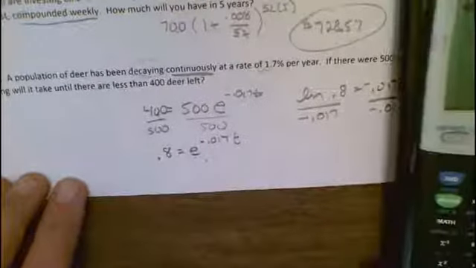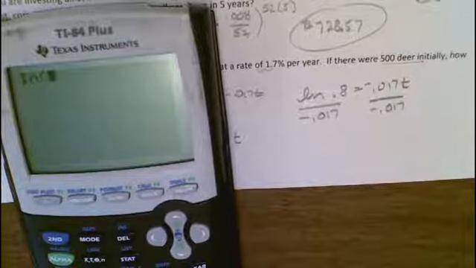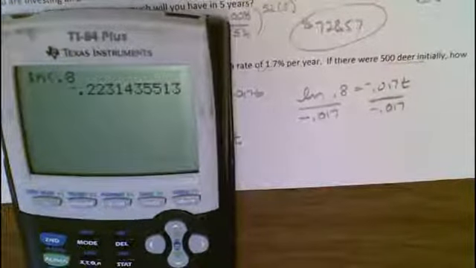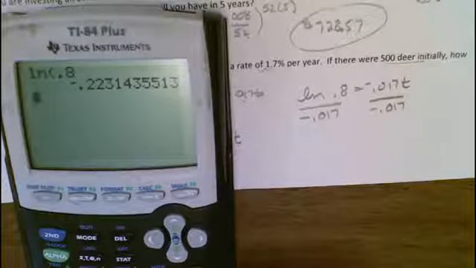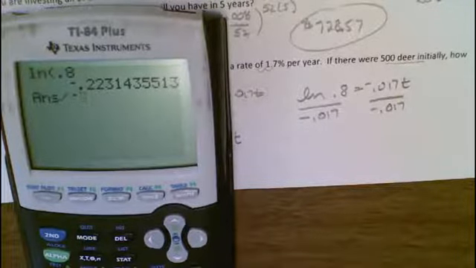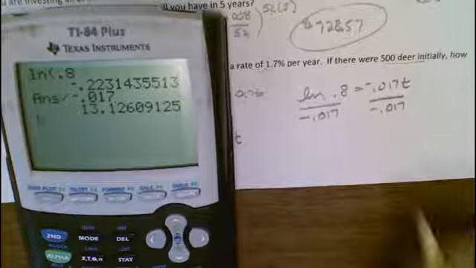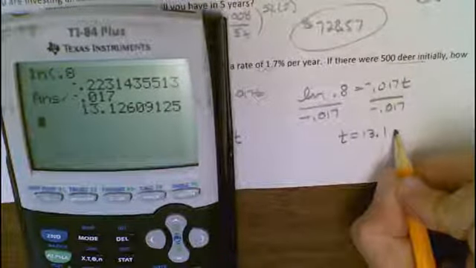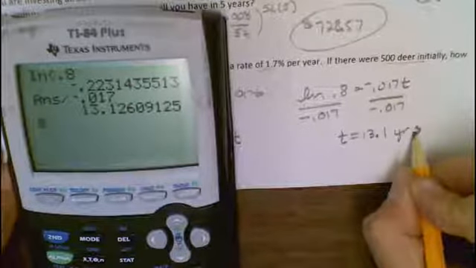So on my calculator, I need to take, do that over here, I'm going to take natural log of 0.8, I'll get my answer to that. So if you did that already, you should have had negative 0.2231. And now we divide that by negative 0.017. And I get about 13.1 years.